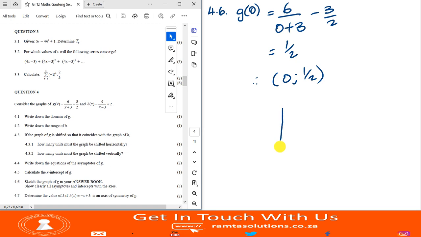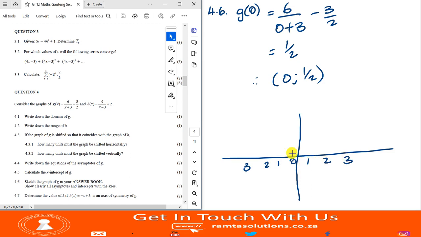So let's draw it. It has shifted 3 units to the right. Maybe let me move it here. So I'm going to say this is 1, 2, 3. This is y. This is x, and it's going to be 1, 2, 3, and you guys are negatives.